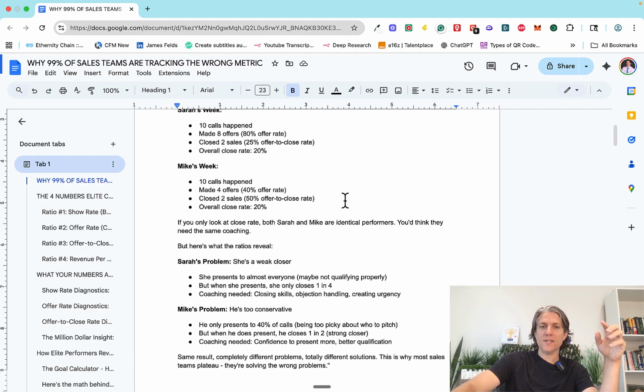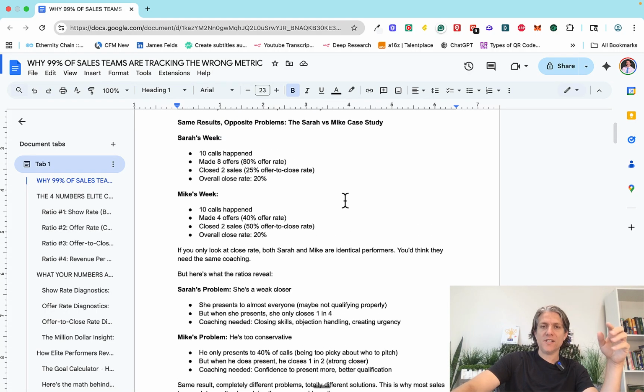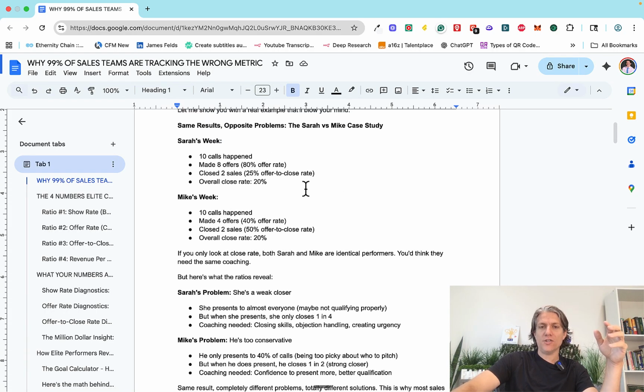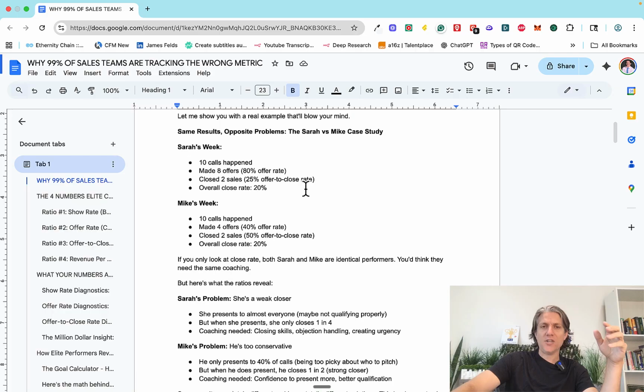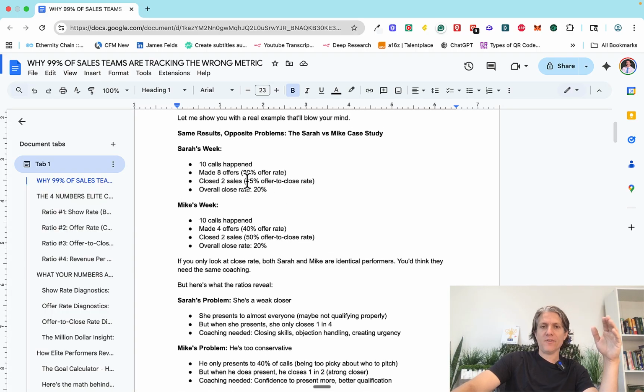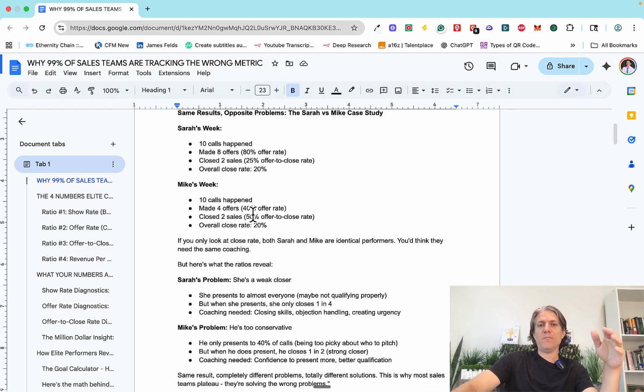And the cool thing is, you'd be able to see this in the offer to close ratio. If you look at each of them, Sarah's 25% offer to close rate versus Mike's 50% offer to close rate, it's actually quite different, and it tells a different story.